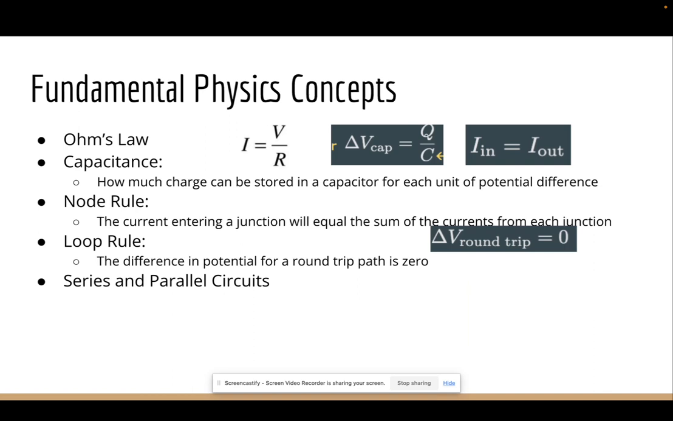Fundamental physics concepts that we need to know during this lab: Ohm's law; capacitance, how much charge can be stored in a capacitor for each unit of potential difference; the node rule, the current entering a junction will equal the sum of the currents leaving the junction; the loop rule, the difference in potential for a round trip path is 0; and then series and parallel circuits.